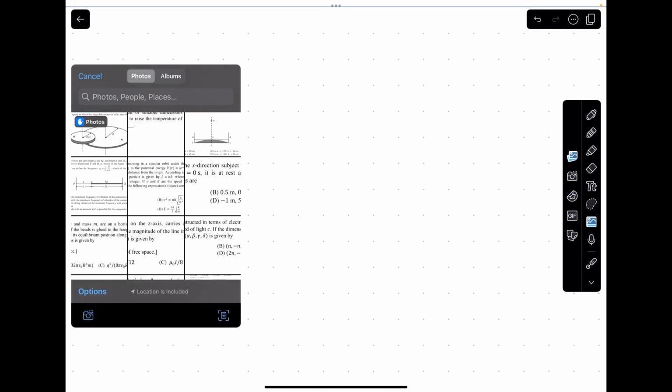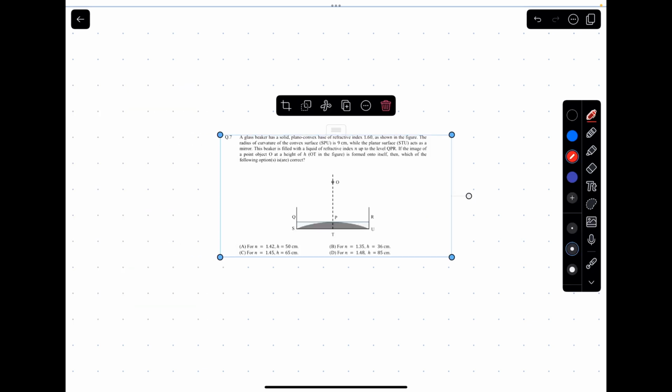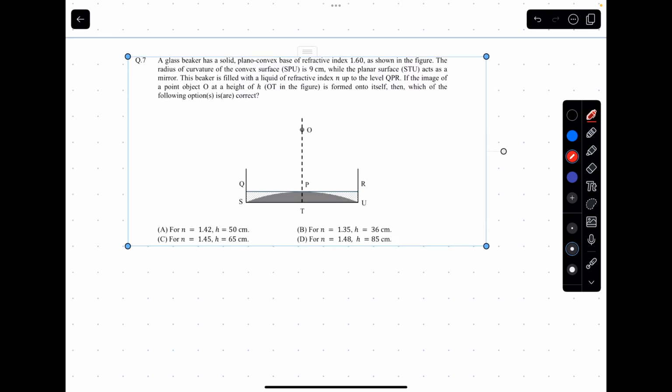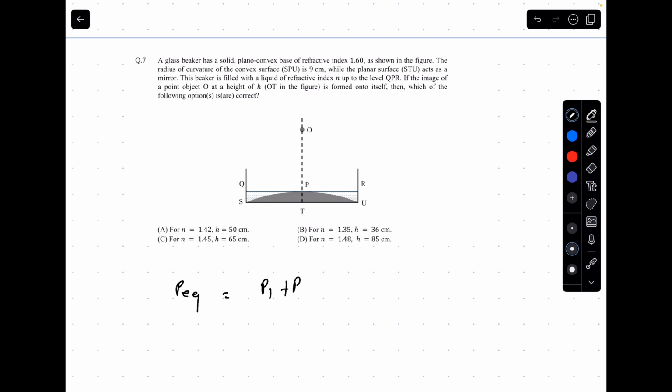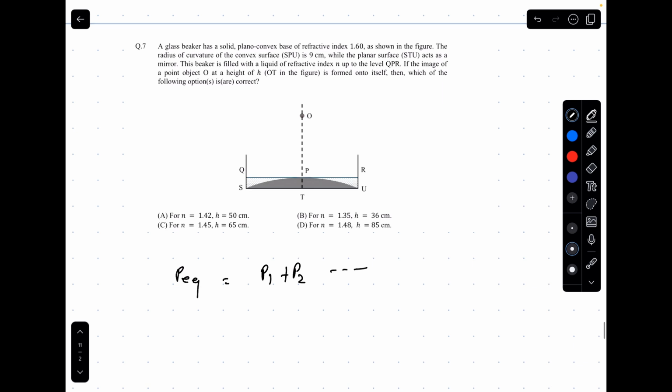Okay, now we have the next one. Here I have this combination of the mirrors. In the combination of the mirrors, we know that the equivalent power is P1 plus P2, and so on we will add. Now what is happening in this case is that they have polished this surface. So let's suppose the power of the first one is P1, the second one is P2, and this mirror's power is P3.